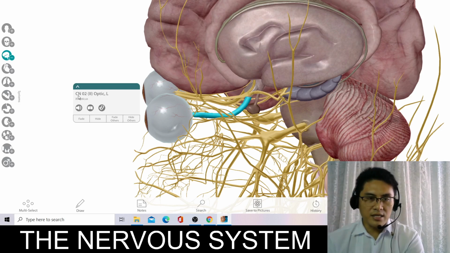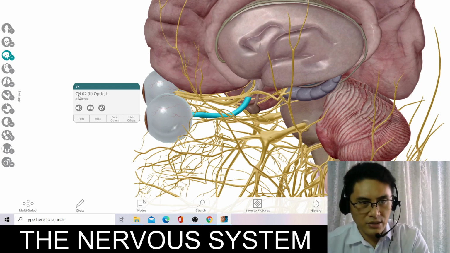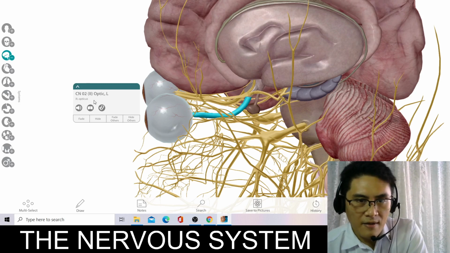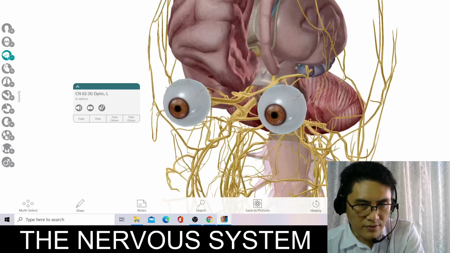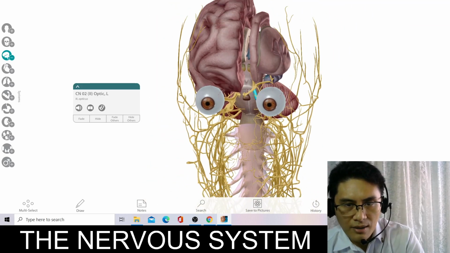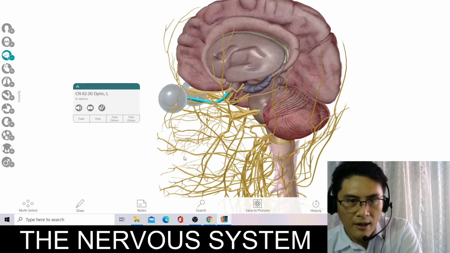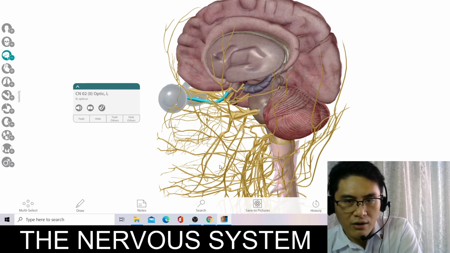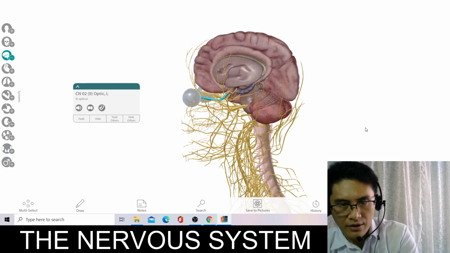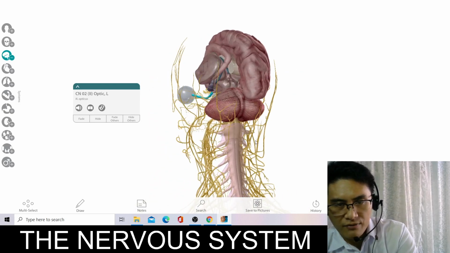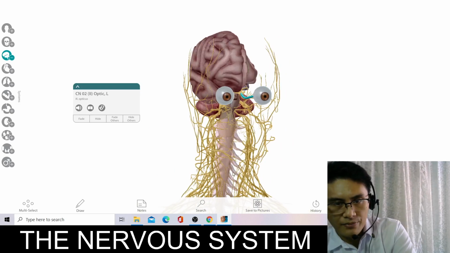So this CN here is actually saying cranial nerve. So all of these nerves that hook up directly to the brain or the cranium area, which is basically everything above the neck, are called the cranial nerves. And the nerves that connect to the spinal cord, everything from the neck down, are called the spinal nerves.